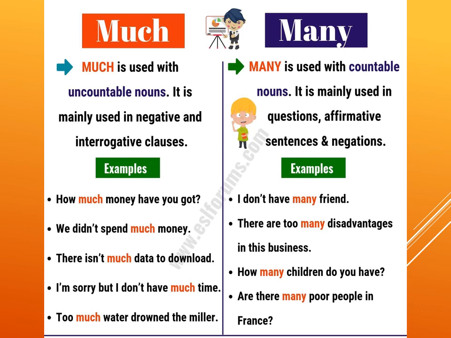So here you can see many as being used with countable nouns. Friends, disadvantages, children, people. All these are nouns that can be countable, isn't it? So that is why you've used the quantifier many before the noun. What noun? Countable nouns, and therefore they are determiners.